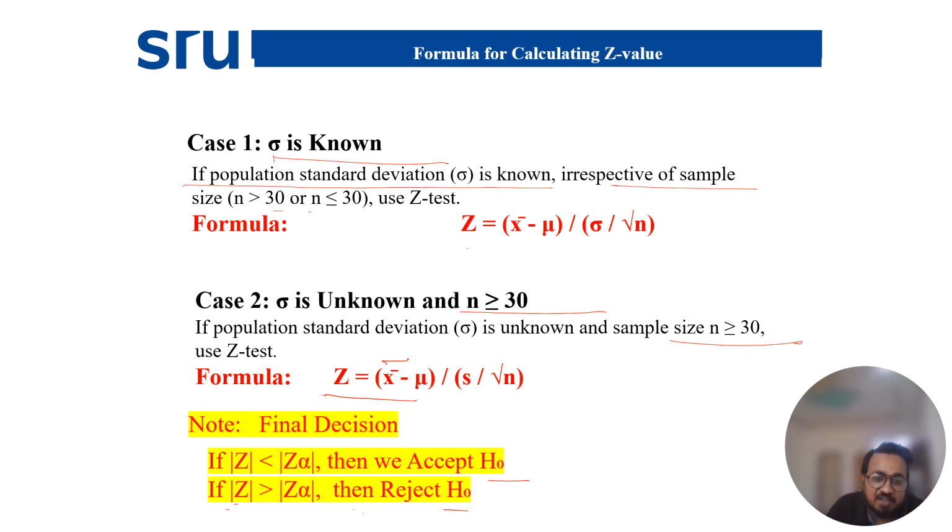Then you will decide: if mode of Z is strictly less than Z alpha, then we will accept the null hypothesis H naught, that is the statement H naught is true. If mode of Z is strictly greater than Z alpha, then it will reject the null hypothesis H naught. That means it will contradict the null hypothesis H naught. Okay. So this is all about the hypothesis testing. Now we will understand this concept with the help of some problems, right?